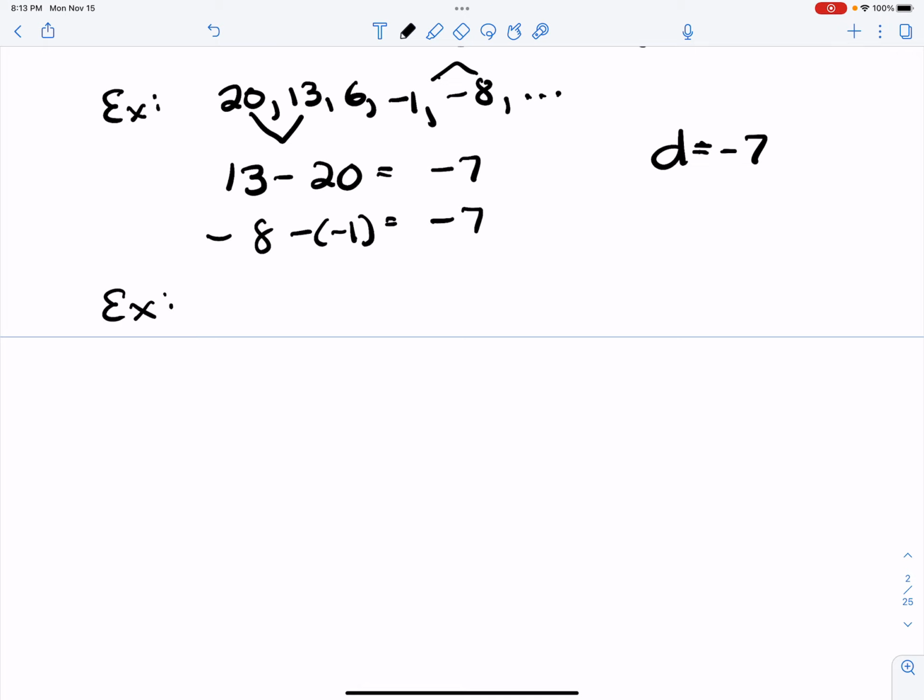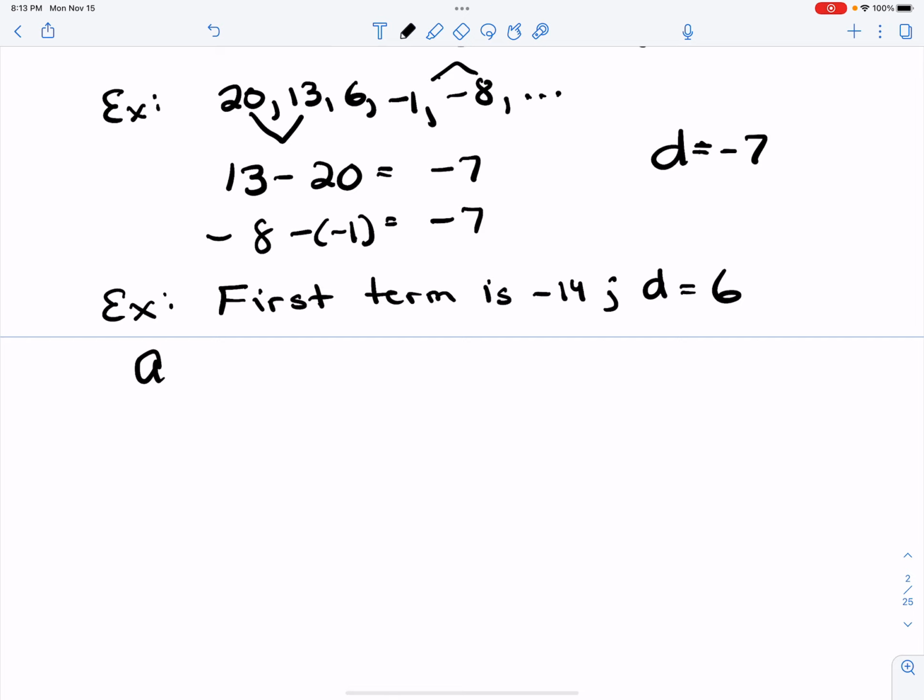Now you can use that knowledge also to generate the sequence. Let's say you know the first term is -14, and you know the common difference is 6. Well, if the first term is -14, that means a sub 1 is -14. If the common difference is 6, then you can think about that as adding that common difference to get the next term in the sequence. So add 6 to get a sub 2. You can say -14 plus 6, which will give you -8.